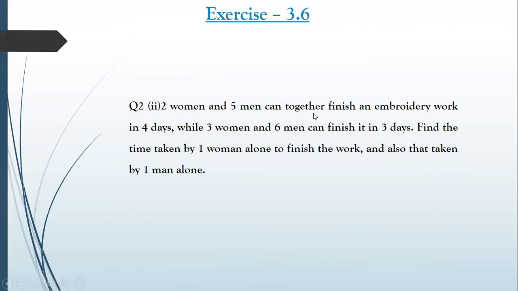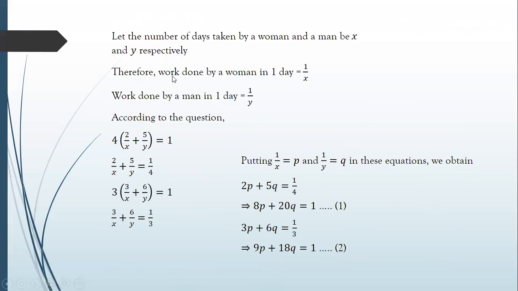2 women and 5 men can together finish an embroidery work in 4 days, while 3 women and 6 men can finish it in 3 days. Find the time taken by one woman alone to finish the work and also that taken by one man alone. So in these kinds of questions, we'll take the number of days taken by a woman and a man to be x and y. So now work done by a woman in 1 day is 1 by x. One man in 1 day will be 1 by y.